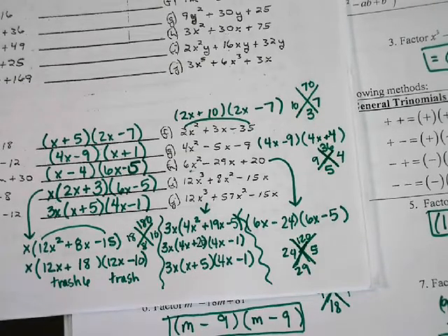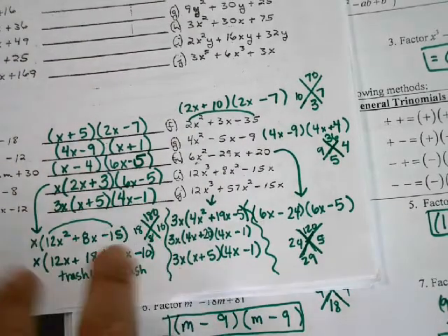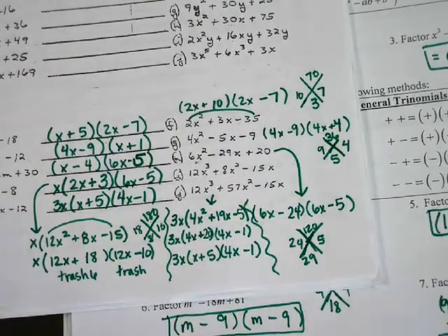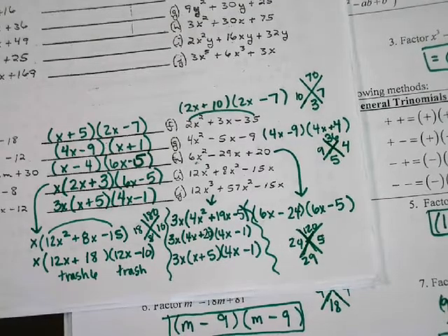When you finish it, check it up front. You should get 3x times x plus 5 times 4x minus 1. Remember, these guys don't matter the order that they're in, so you can have them flip-flopped. Also, if you know a method to factoring and you like it better than what I just showed you there, do that. Okay?